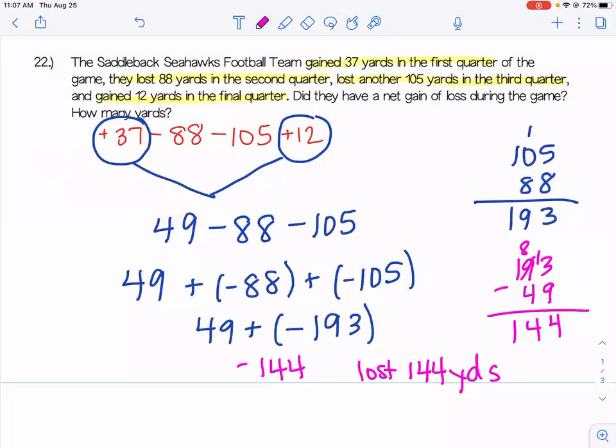All right. When you have a problem with words, the word lost is a word that we're going to use for subtraction. Okay, gained, that's a word we're going to use for addition. Okay, lost, we go backwards. Gain, we go positive. Okay.